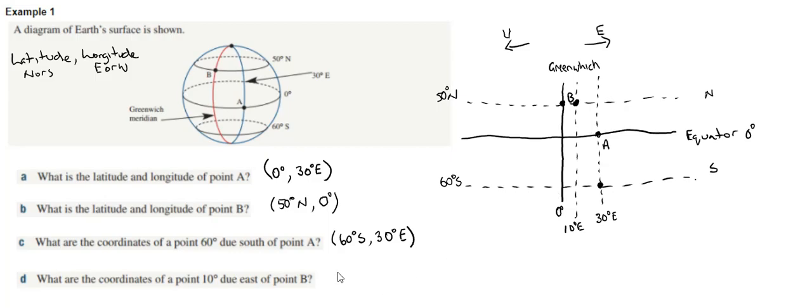So again, first step, is it north or south? It is obviously north of the equator. How many degrees north? It's the same angle as B, so it's 50 degrees north. Okay, and it is how far east? It is 10 degrees east.